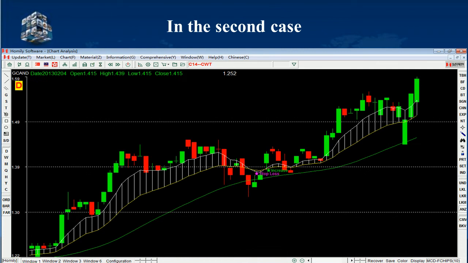In the second case, if you see the green line is still up, it means the medium-term trend is good. But we can see the price drop, right? Because in an uptrend the price may have some rebound, some correction. Then if you see the price adjust and touch the green line, but the green line is still up, this is the support. We can buy again because here is another buy point.